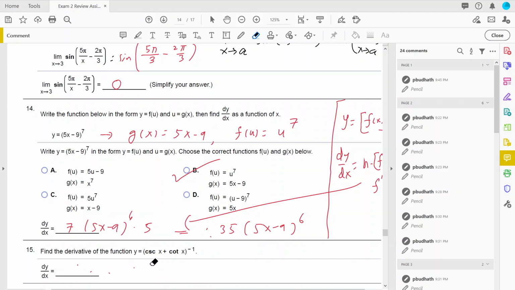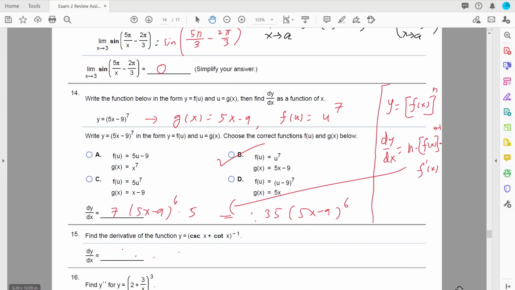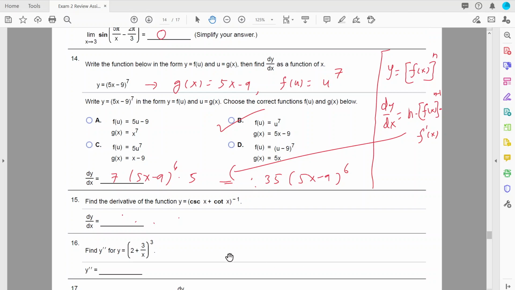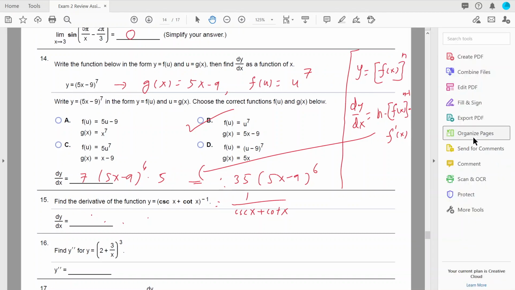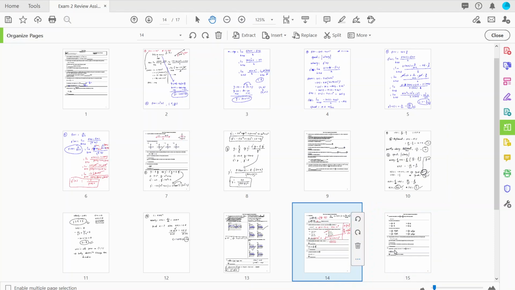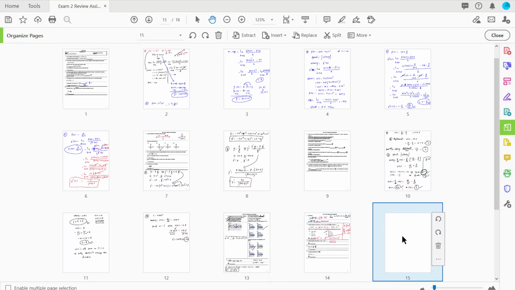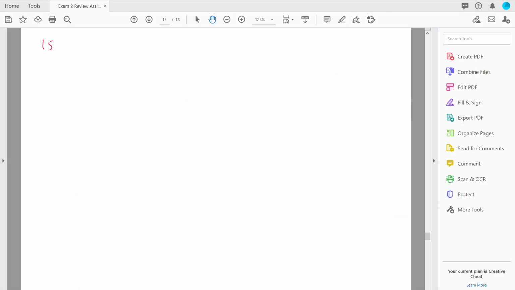Okay, so for the next problem, problem 15, find the derivative of this function, which is basically 1 over cosecant of x plus cotangent of x. When finding the derivative of this function, we have to know the derivatives of a couple of functions. I'm going to add one extra page here for problem 15. Y equals 1 over cosecant of x plus cotangent of x.